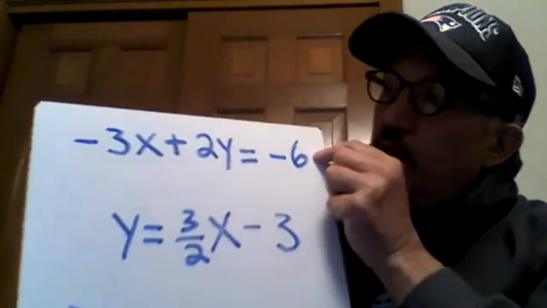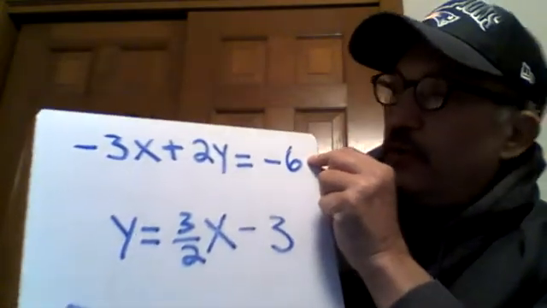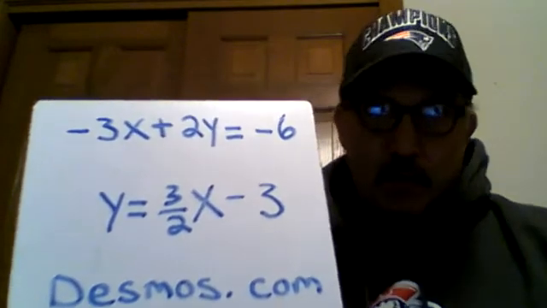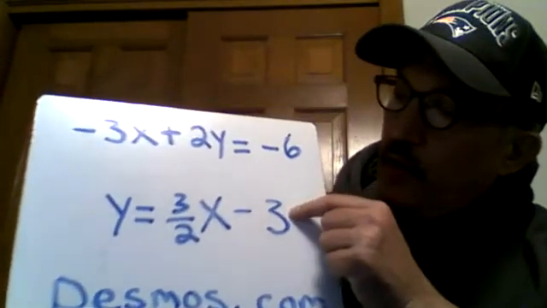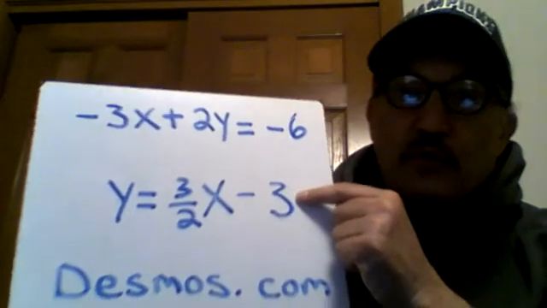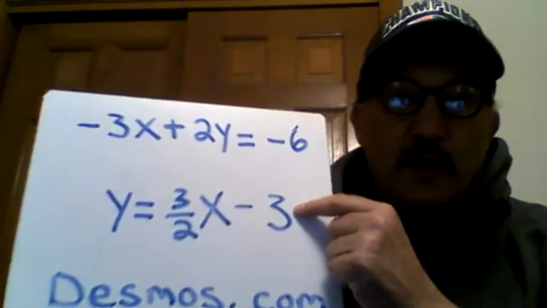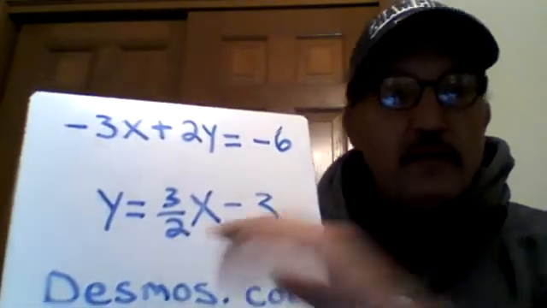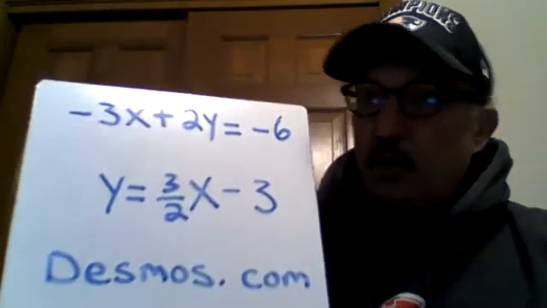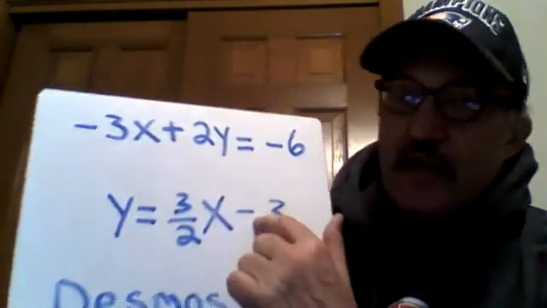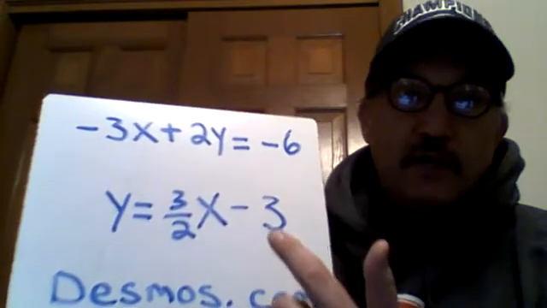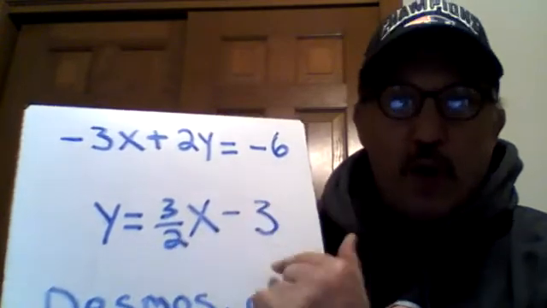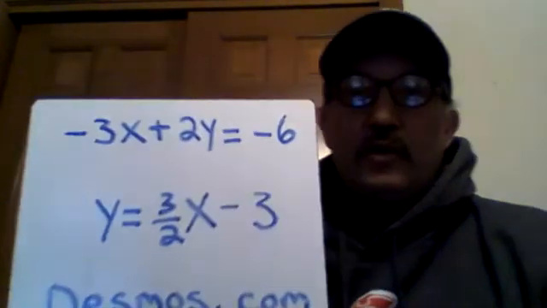And this equation up here, negative 3x plus 2y equals negative 6, is in what's called standard form. And we'll talk more about that in the future. This equation here, y equals 3/2 x minus 3, is in a form that we call slope-intercept form, because this number here, the 3/2, is the slope of the line, which again will be defined and explored a lot in the future. And this negative 3 here is the y-intercept of the line. So that's why this is called slope-intercept. It's actually slope y-intercept, but we usually just say slope-intercept.